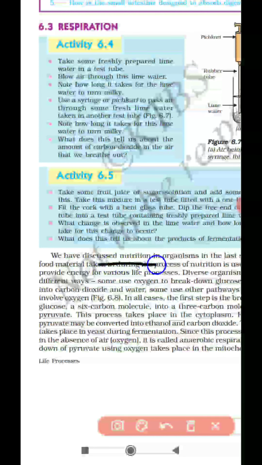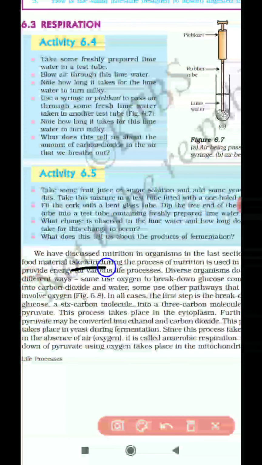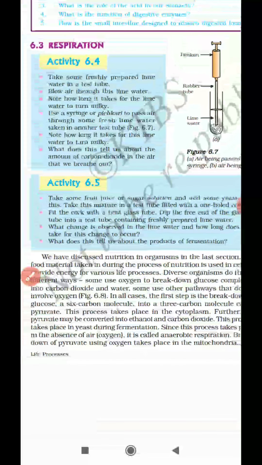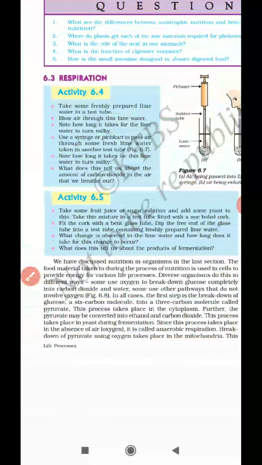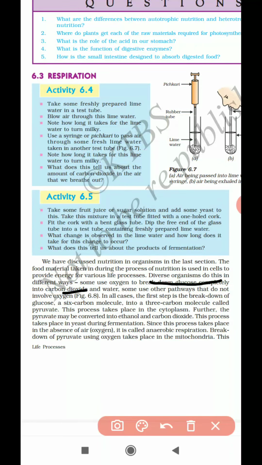We have discussed nutrition in organisms in the last section. The food material taken in during the process of nutrition is used in the cells to provide energy for various life processes. Diverse organisms do this in different ways. Diverse means many organisms do it in different ways. Some use oxygen to break down glucose completely into carbon dioxide, water, and energy. Some use other pathways also.